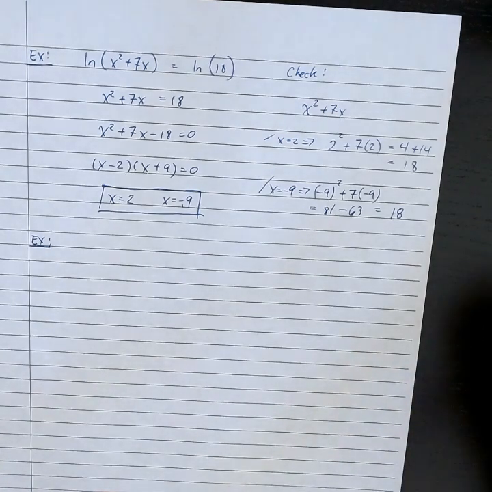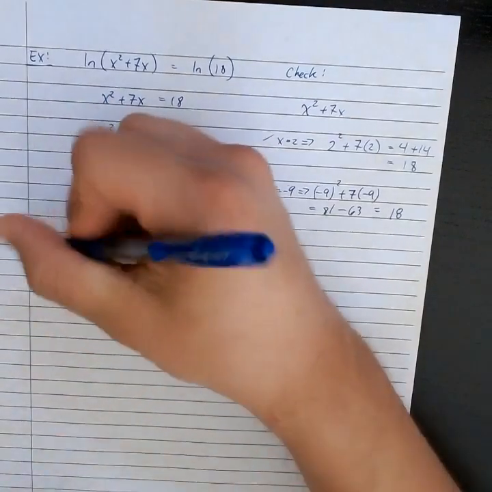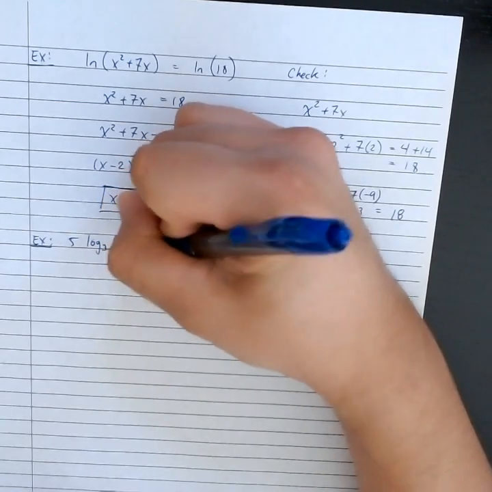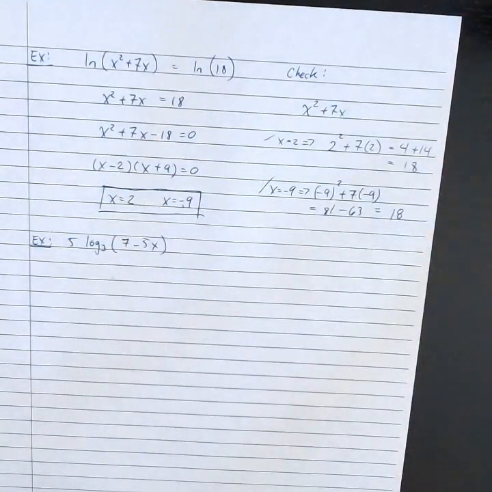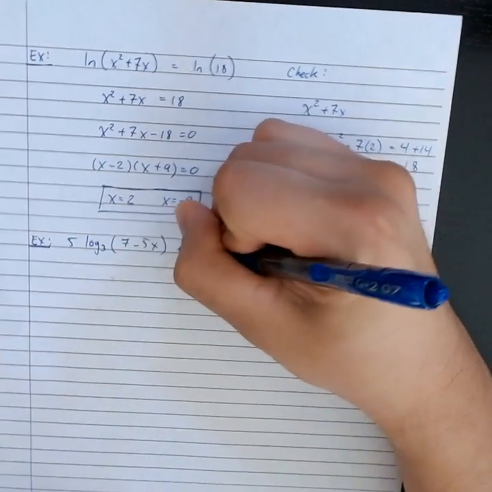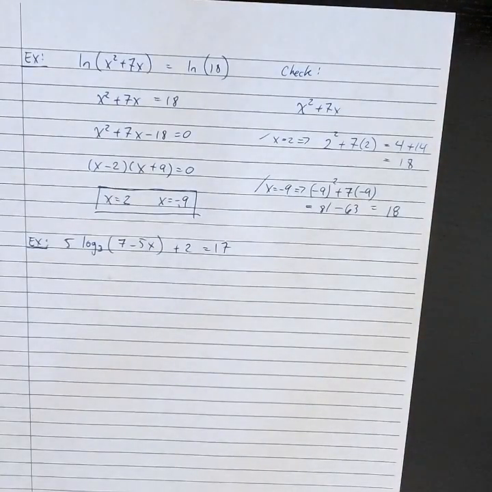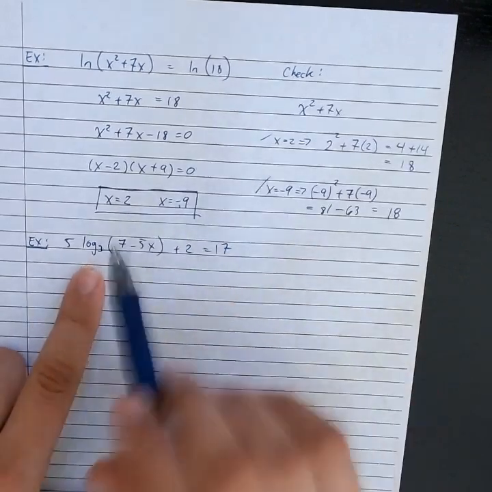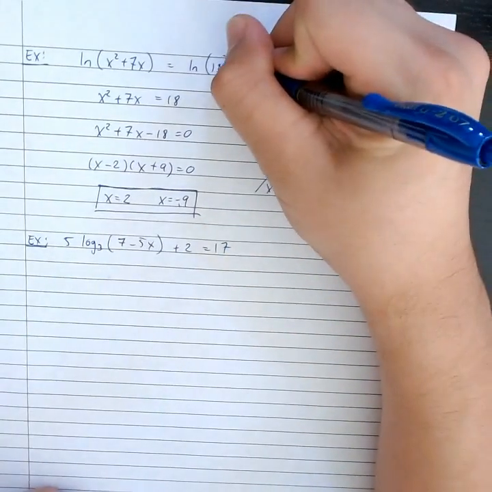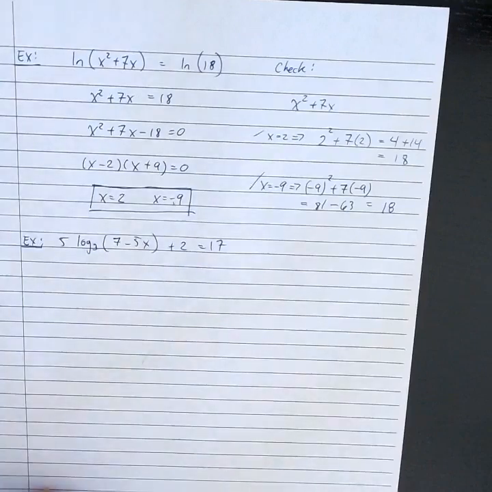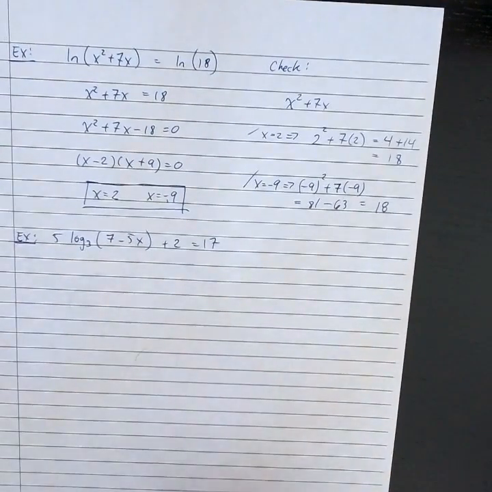Let's consider an example: 5 times the log base 3 of 7 minus 5x, and from that we're going to add 2, and that's going to equal 17. My favorite number, 17. All right, so now let's see how this works. We would love to use the one-to-one property, but we can't, because it requires a logarithm on one side equal to a logarithm on the other side, and those logarithms should be in the same base. And that's definitely not what we have here.